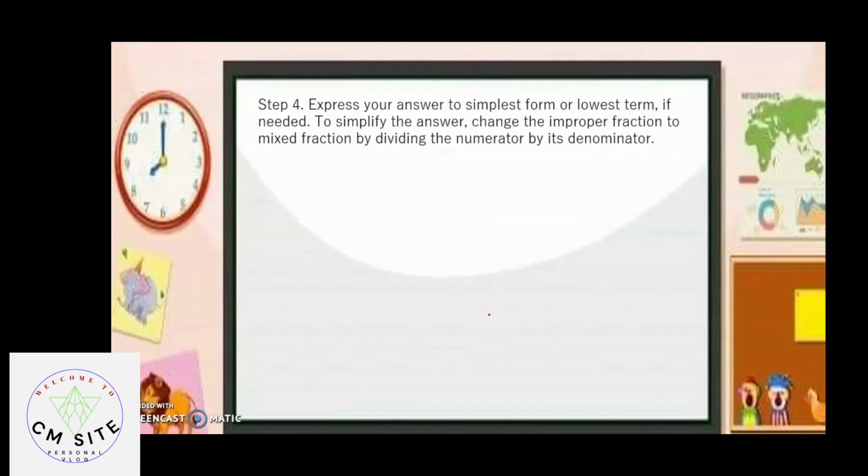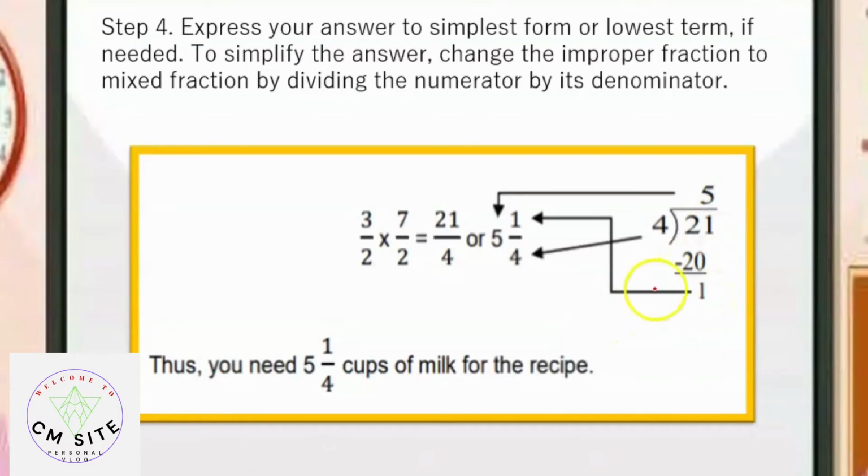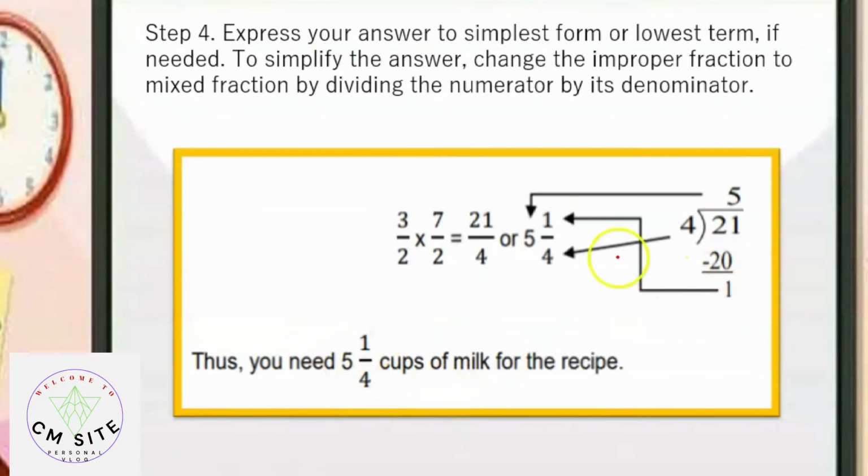Next step, dito na tayo. Since the answer is improper fraction, let us divide. 21 divided by 4 is 5. 5 times 4 is 20. And 21 minus 20 is 1. So the final answer is 5 and 1/4. So yung 5 is yung quotient, gawin natin whole number. Yung remainder, ginawang numerator. This one, ginawang denominator.